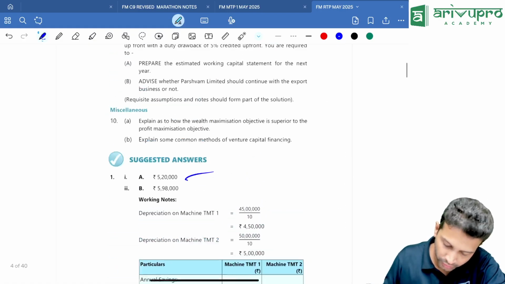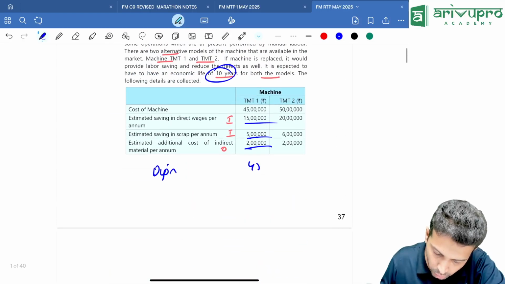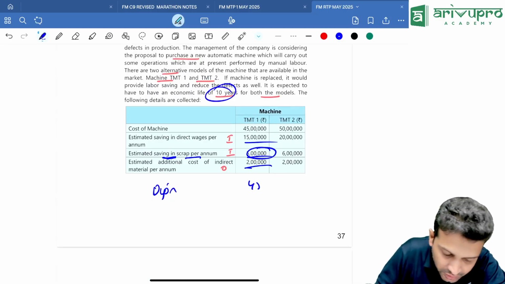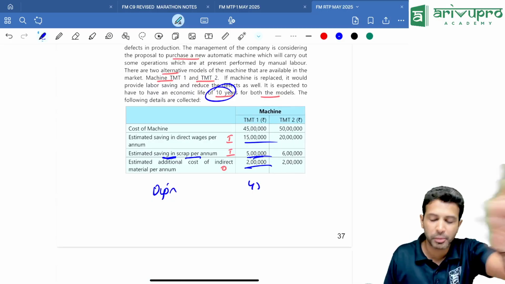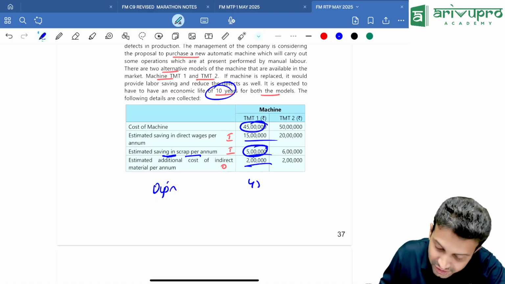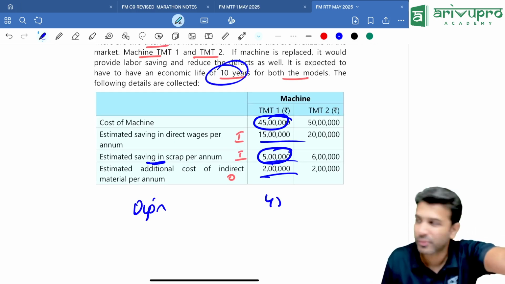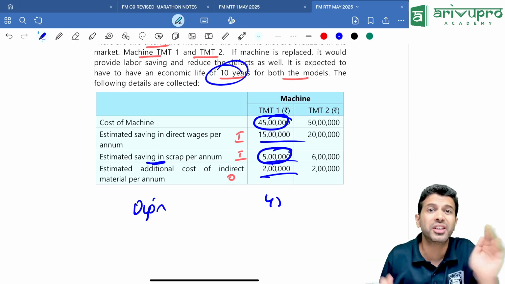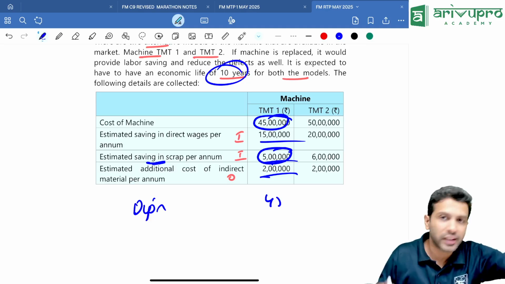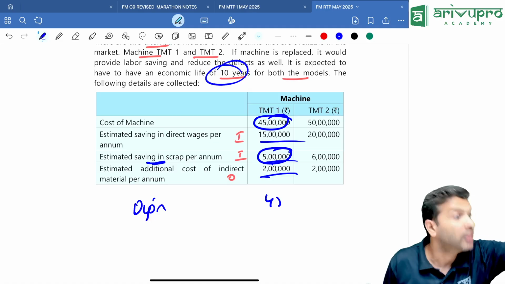Don't reduce this. This is not scrap, and this is not your salvage value. Some people take 45 lakh as the cost of the asset and reduce a salvage value of 5 lakh. This is savings in scrap per annum. Scrap means when you use old machinery, you generate some waste. When you buy a new machinery, will that waste come or will it get saved? That is what they are asking.